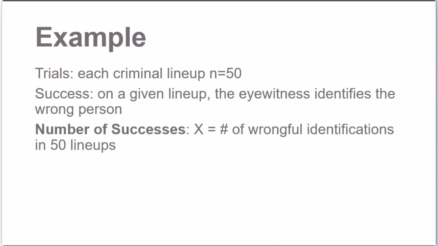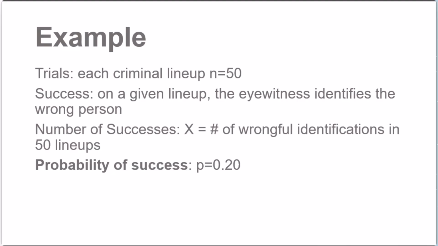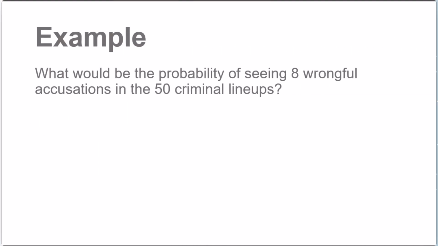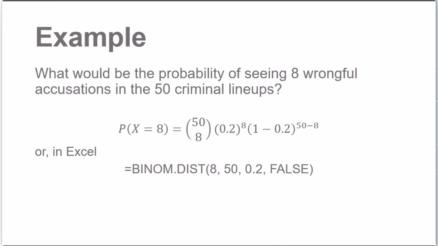So our random variable x is going to be the number of successes. In this case, it's the number of wrongful identifications in these 50 lineups, in the 50 trials. The probability of success based on that data from the law review article is 0.2. So say I wanted to know what is the probability of seeing 8 wrongful accusations within the 50 criminal lineups. This is the probability that x equals 8, that our number of successes is 8.